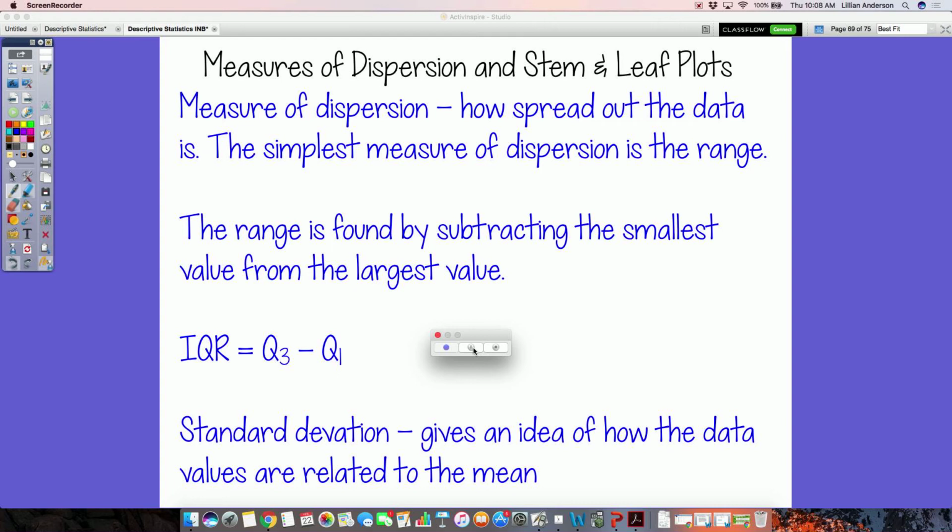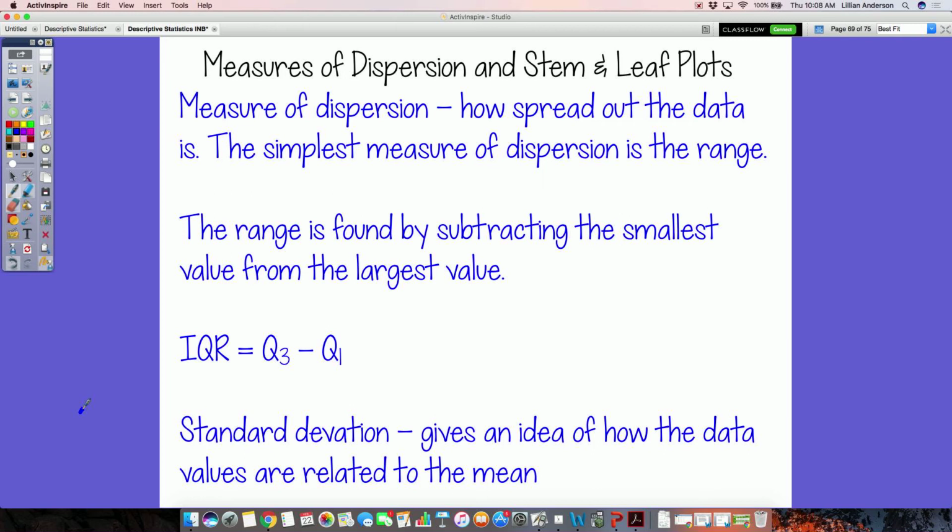Now the simplest measure of dispersion is the range. We've already talked about range at the very beginning when we were talking about frequency distribution tables. You find your range by doing what? The highest value minus the lowest value, the max minus the min. So that second bullet, you don't have to write down. Another type of dispersion is your interquartile range because it talks about the spread of the middle 50%. The formula for interquartile range is Q3 minus Q1, which we talked about last class.